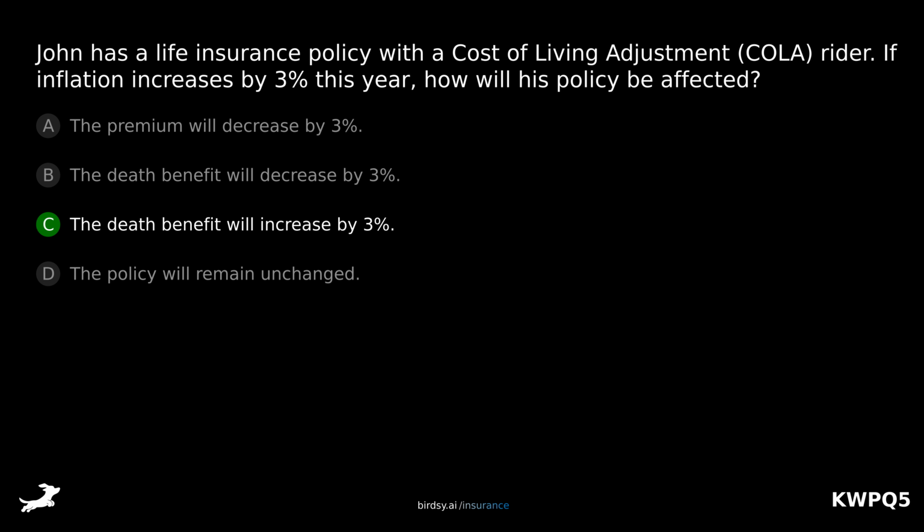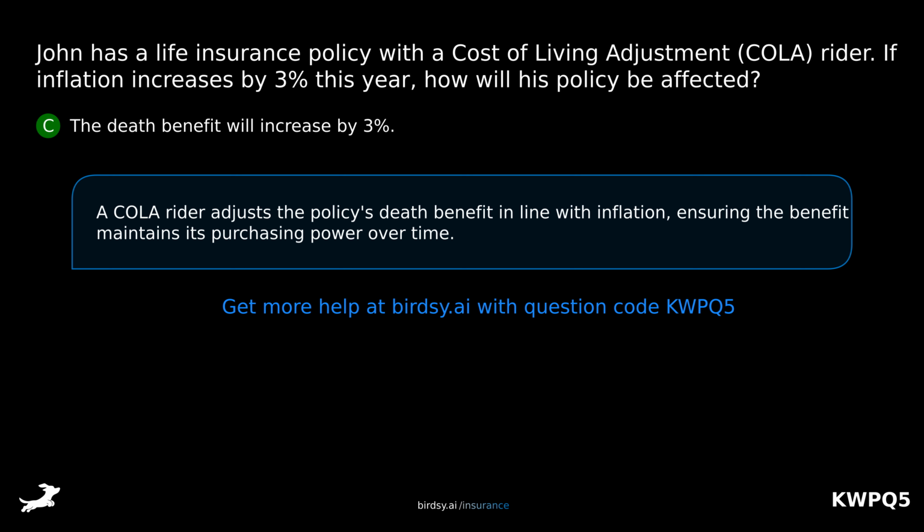The answer is C. The death benefit will increase by 3%. A COLA rider adjusts the policy's death benefit in line with inflation, ensuring the benefit maintains its purchasing power over time.